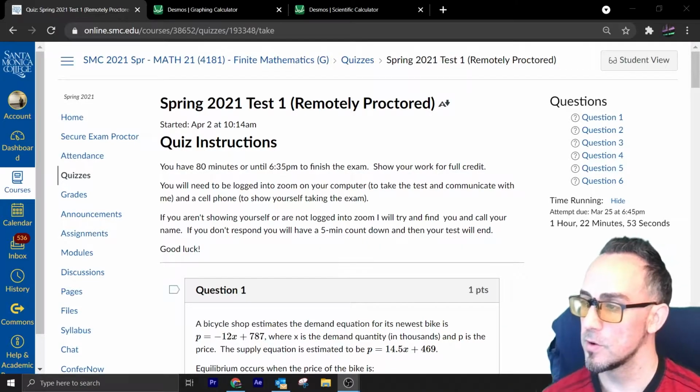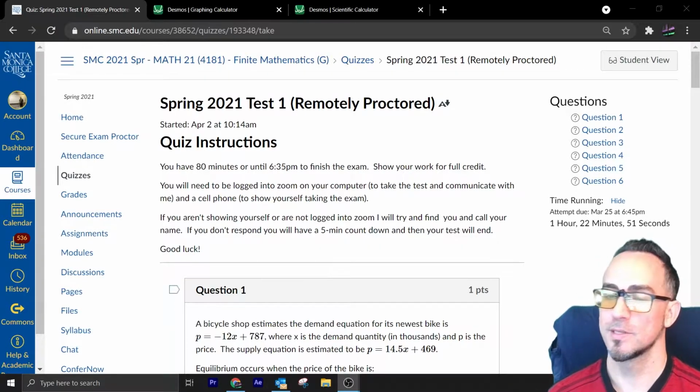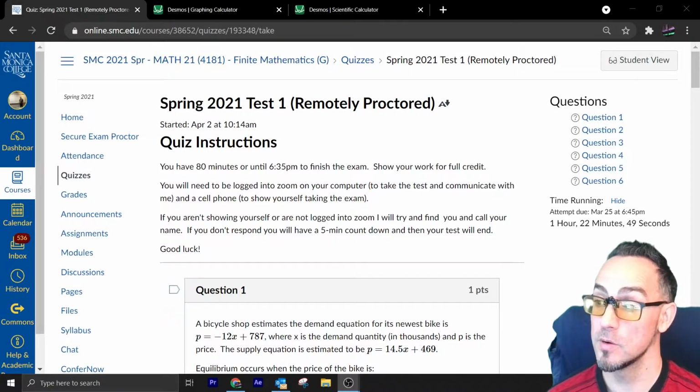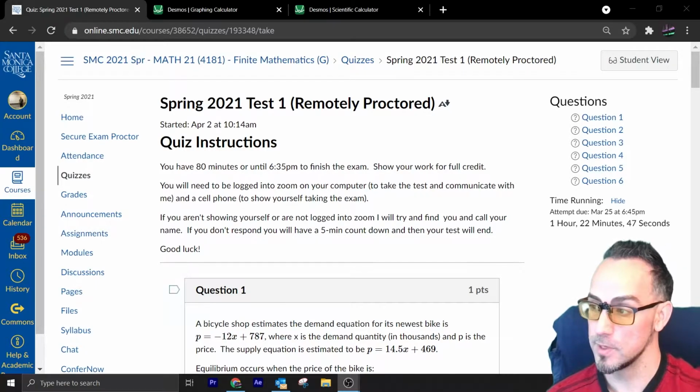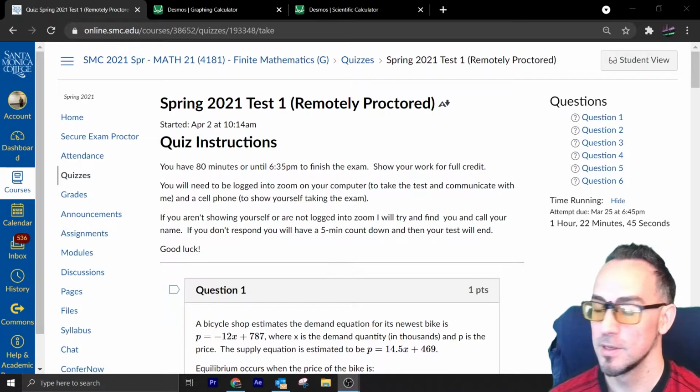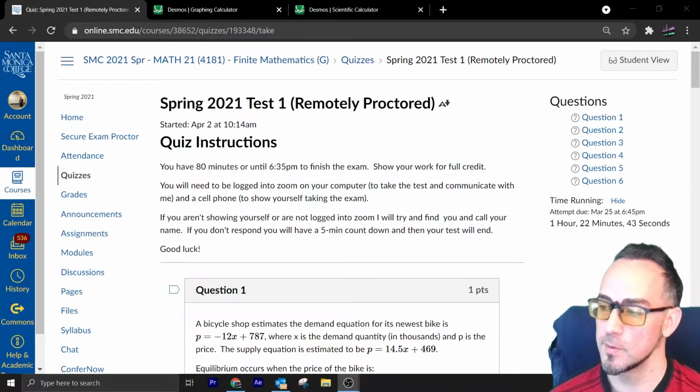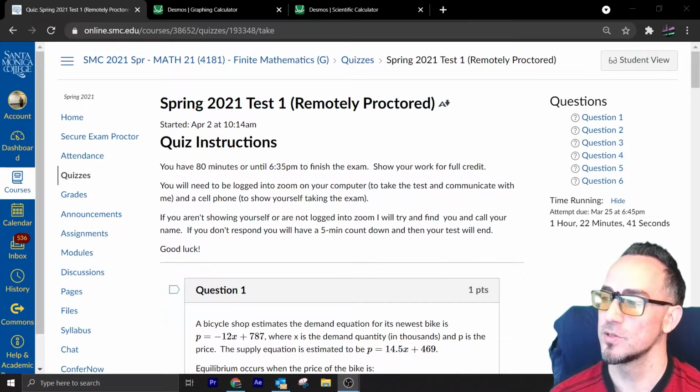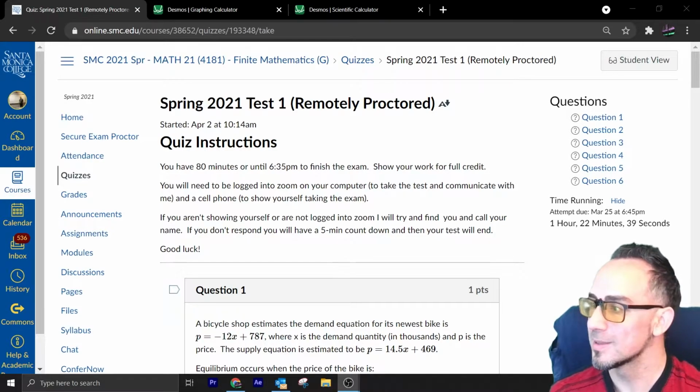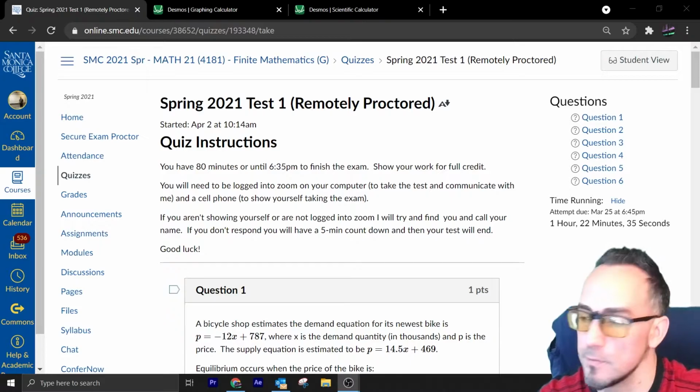Hey, what's up everybody? Going over a test, spring 2021, test number 1. We're going over linear programming, graphing systems of inequalities, linear inequalities. We're also solving systems of equations using matrices. What else are we doing? Things like equilibrium points, maybe the break-even point.